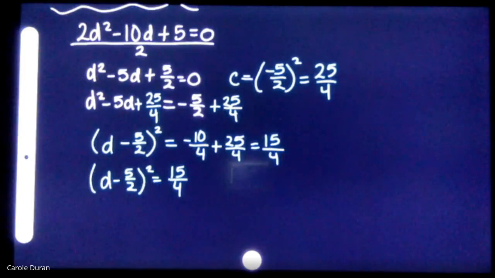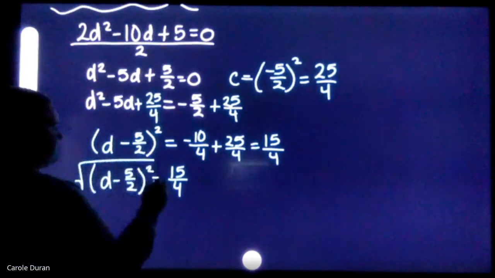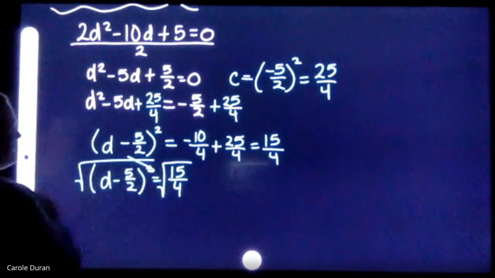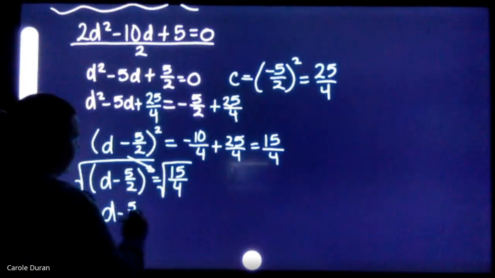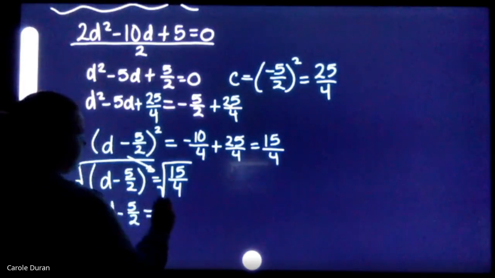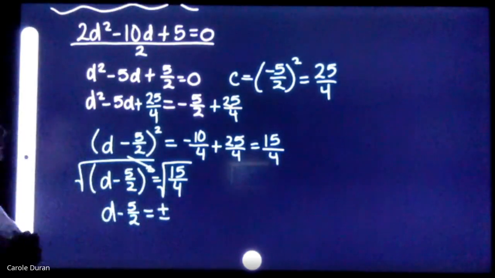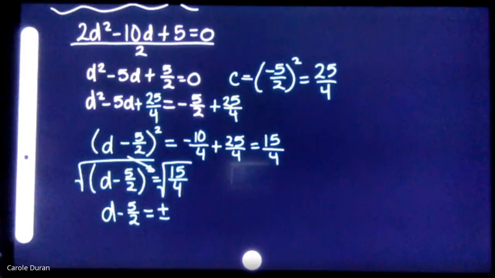I would now like to solve for the D. So to do that, I need to square root both sides. Square root and a square cancel each other out. So I have D minus 5 halves equals plus or minus the square root of 15 over 4. I would like to point out that I don't have to take the square root of a fraction as a whole. I can individually take the square root of the numerator and the denominator, which sometimes allows me to do a little bit more simplification.